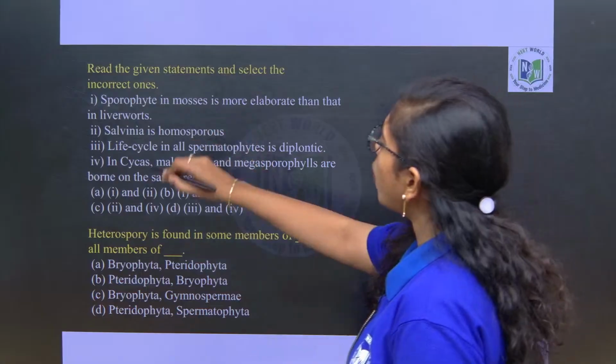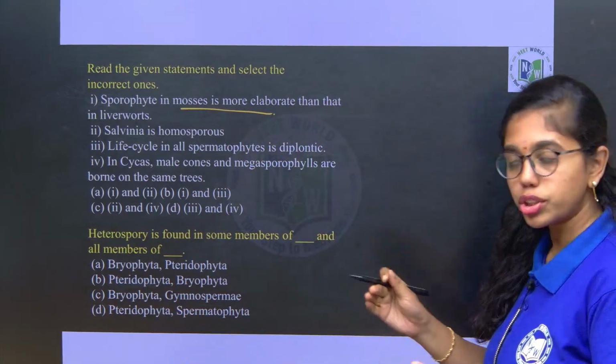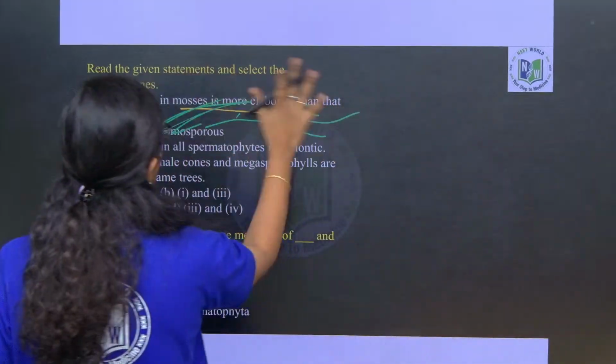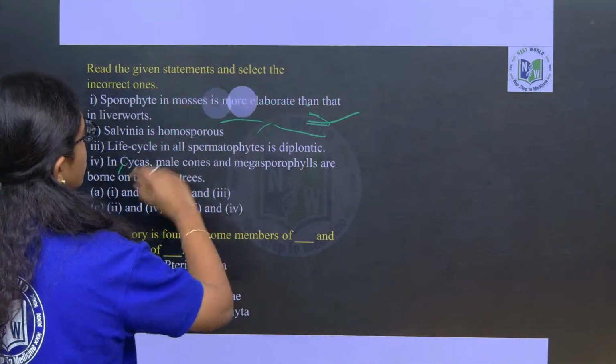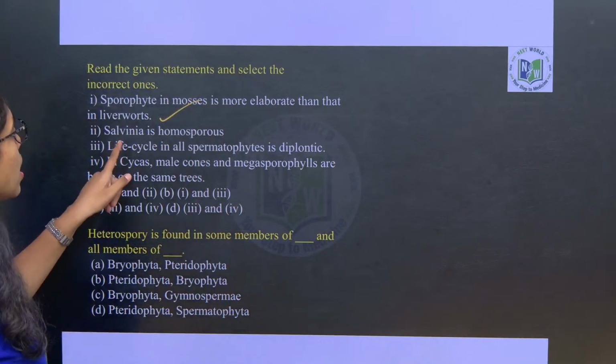Next question, if you look into it, beta, read the given statements and select the incorrect statements, he is asking. Sporophyte in mosses is more elaborate than in liverworts. Of course, that is right. In bryophytes, which sporophyte is more elaborate? The one in mosses is more elaborate than in liverworts.